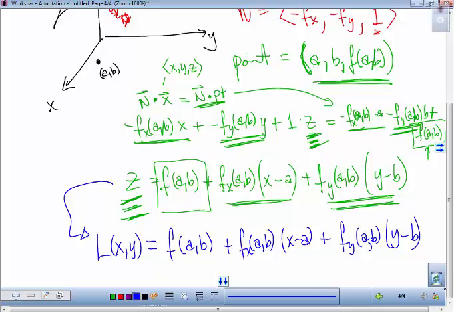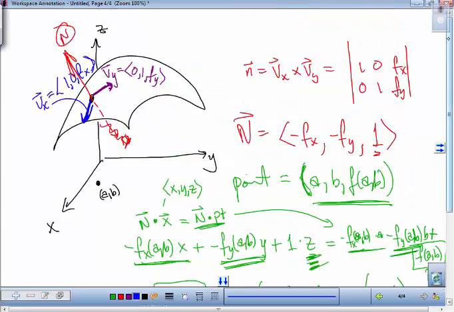Okay? Suppose we should do an example with actual numbers. So all we need for an example with actual numbers is a function and a point. So let's do that.